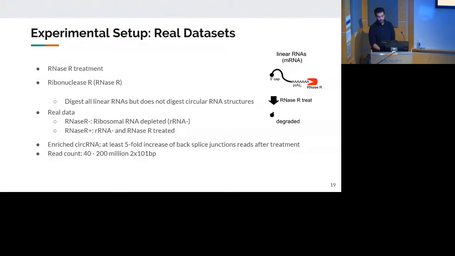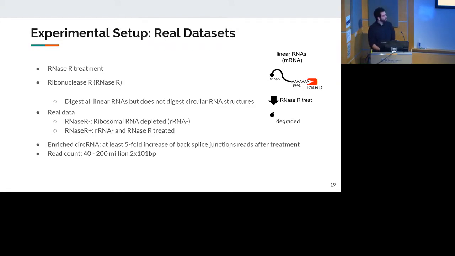And finally, we use some real datasets, where RNAs are treated with RNase. RNase is an enzyme that digests all linear RNAs, but it doesn't digest circular RNA structures. This is used to create 2 datasets. First one is an RNA-seq dataset with ribosomal RNA depletion method. And the second dataset has also been RNase treated.